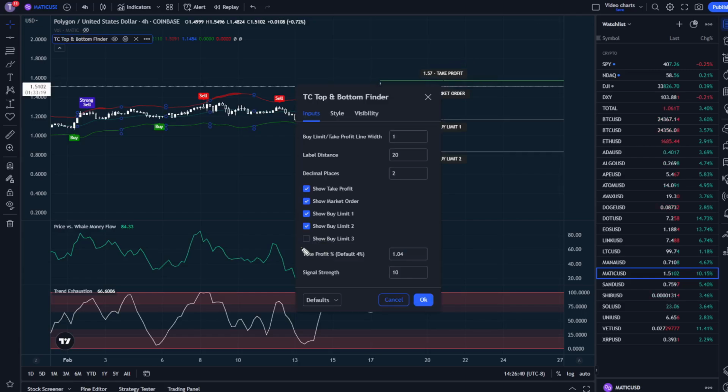Now, the TC top and bottom finder has a take profit percent built in, so you don't have to do the math. The default that we like to use is 4%, and that's the example I'm going to be using in this video. If you want to adjust it higher, just change this number. For example, if you want to take 10% profit, set it to 1.1 instead. Again, though, we prefer 4%, so we're going to keep it at 1.04.